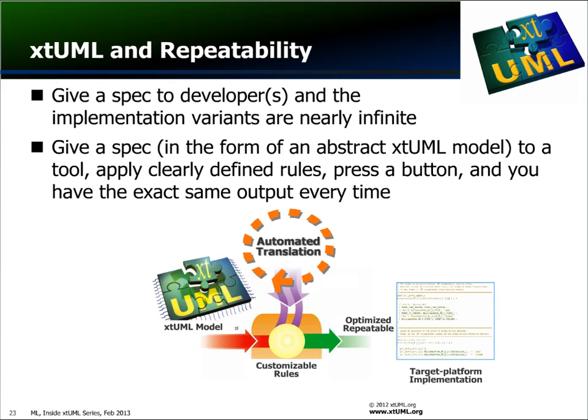The normal process of code development from specs, like a manual process, can have almost an infinite variety of implementations, whereas a structured process using a platform-independent model as a spec from which an implementation can be automatically created is a much more repeatable process. If you take the exact same xtUML model and the exact same translation rules, you'll get the exact same output. And this can have benefits in terms of code quality as well, and we'll talk about that next.